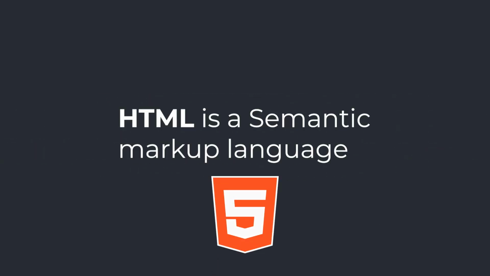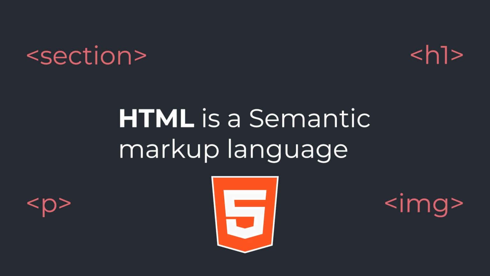Remember, HTML is a semantic markup language. It's supposed to convey meaning. So when you read it, it's supposed to make sense. So section is a section, H1 is a main heading, P is a paragraph, and IMG is an image. All very understandable. It's not defining the style of the page. That's where CSS is used. So in CSS, we would bold the text, underline it, color it, etc.